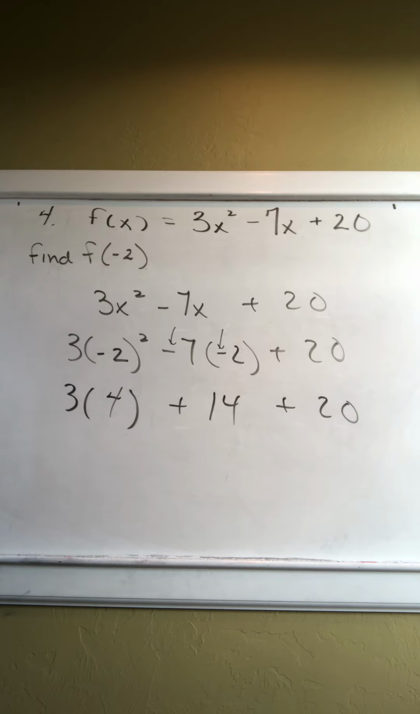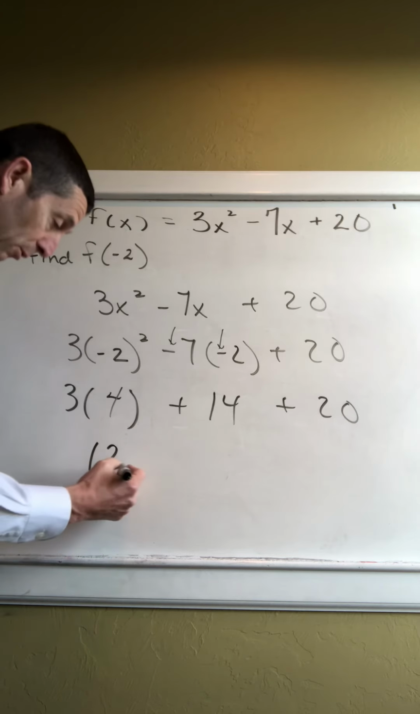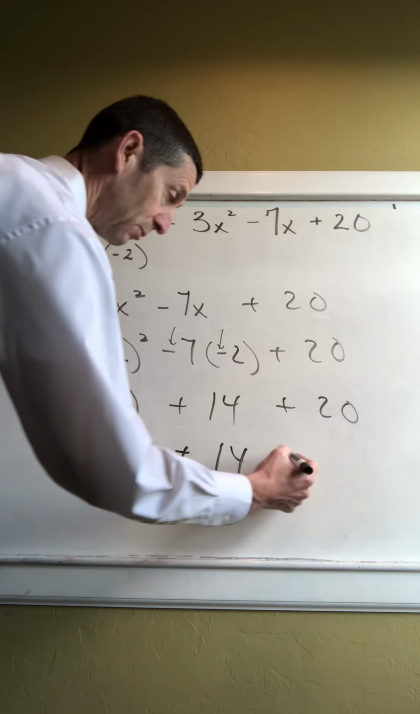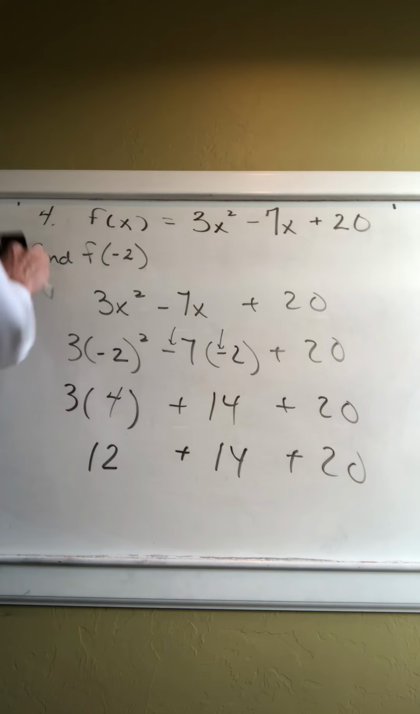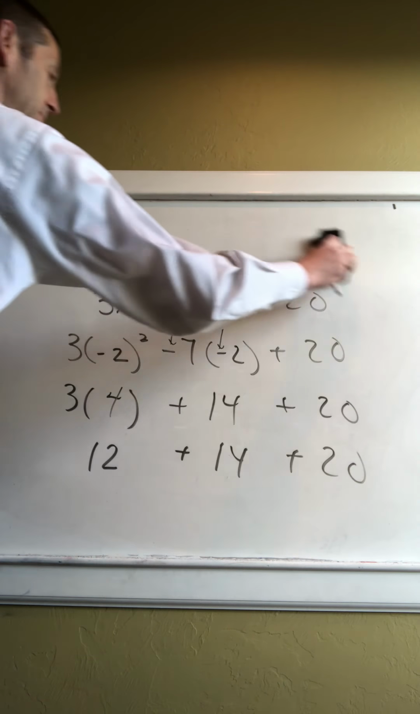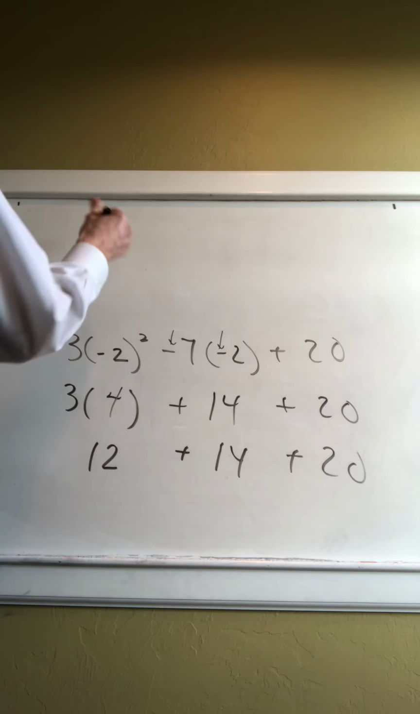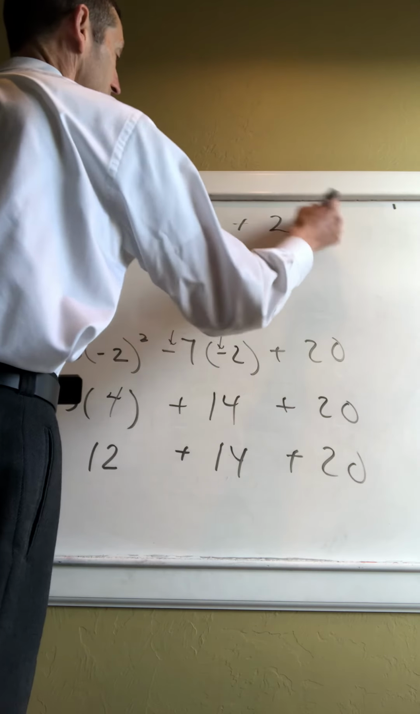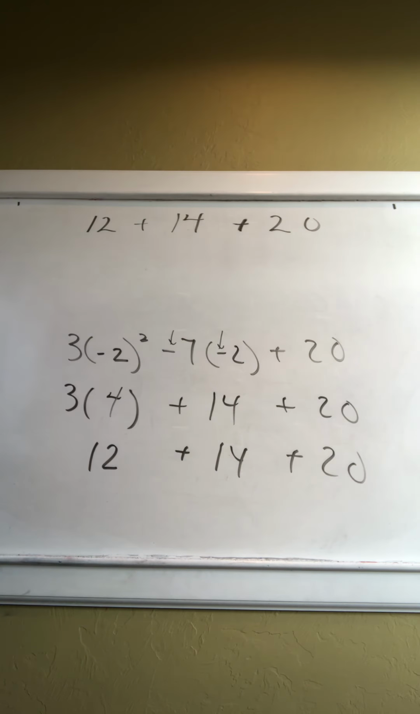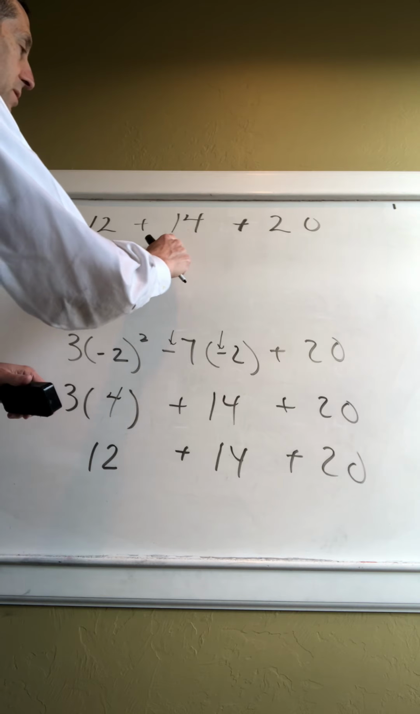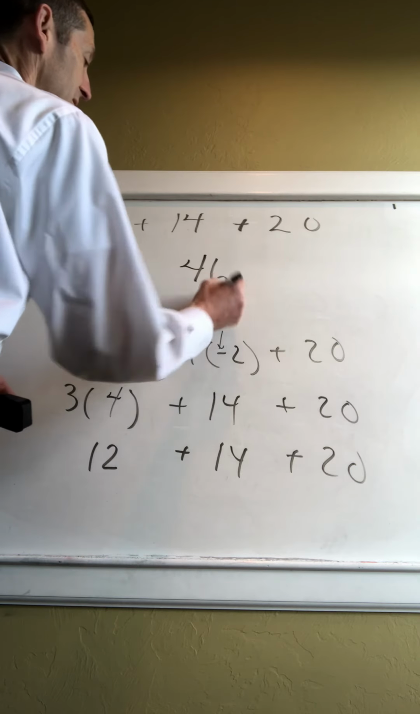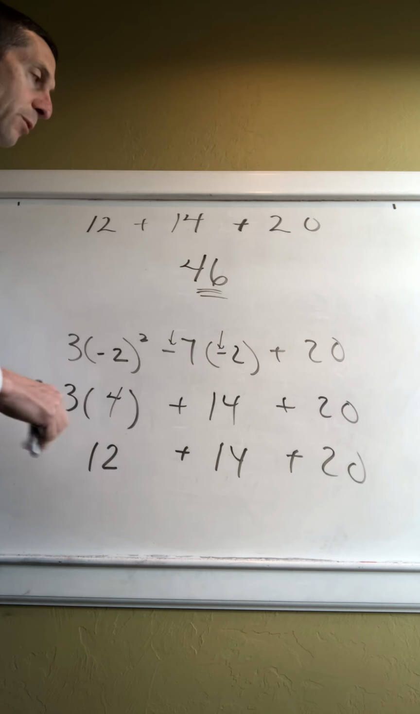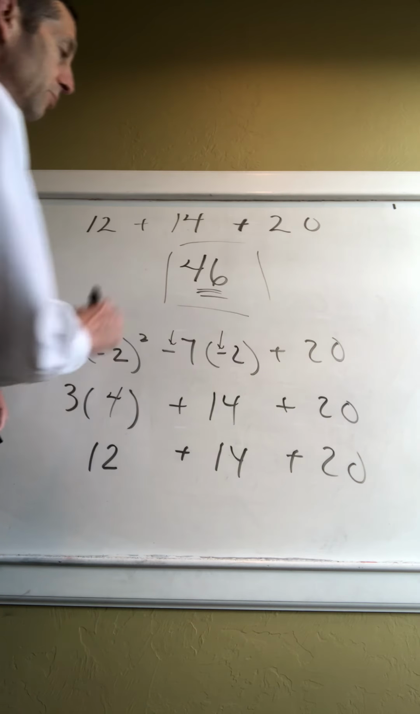You still have to take care of the 3. 3 times 4 gives you 12, minus 14, plus 20. Whoops, ran out of room. We'll scale it up here. So for the home stretch, you have 12, minus 14, plus 20. And then to finish it off, we'll just add that up. 12 minus 14 is negative 2, plus 20. So the whole thing turns out to give you 18. Boom, boom, boom. There's our answer.